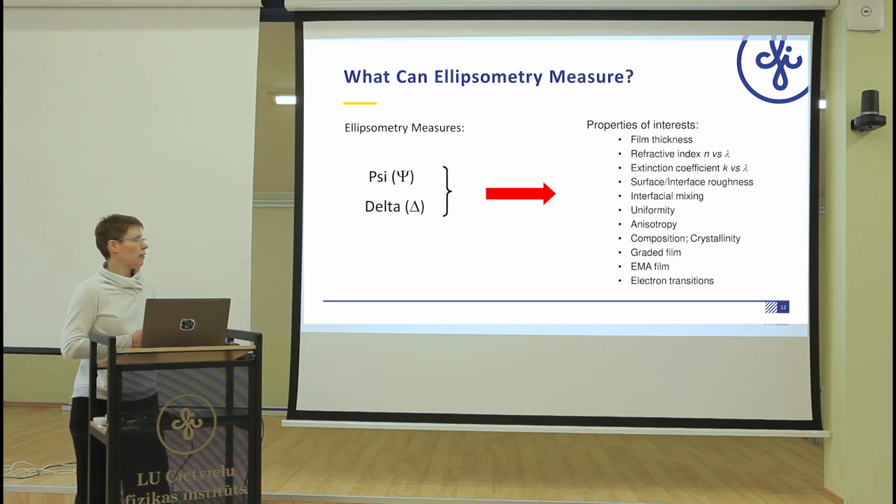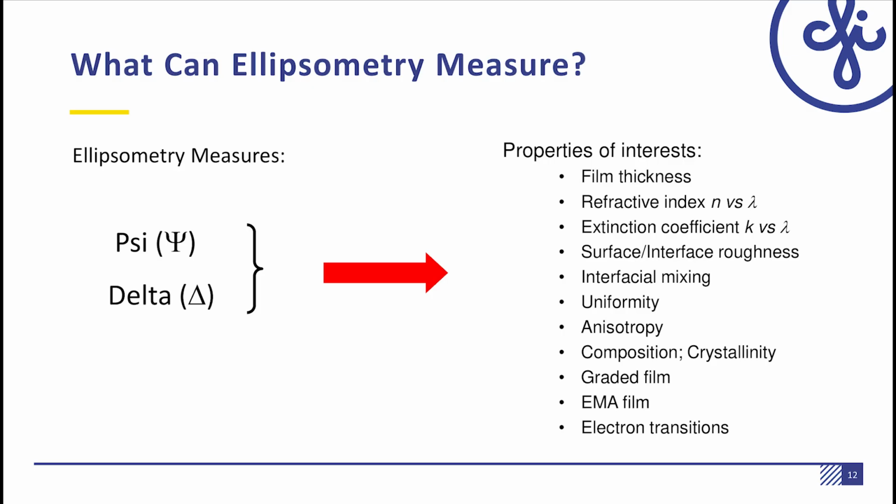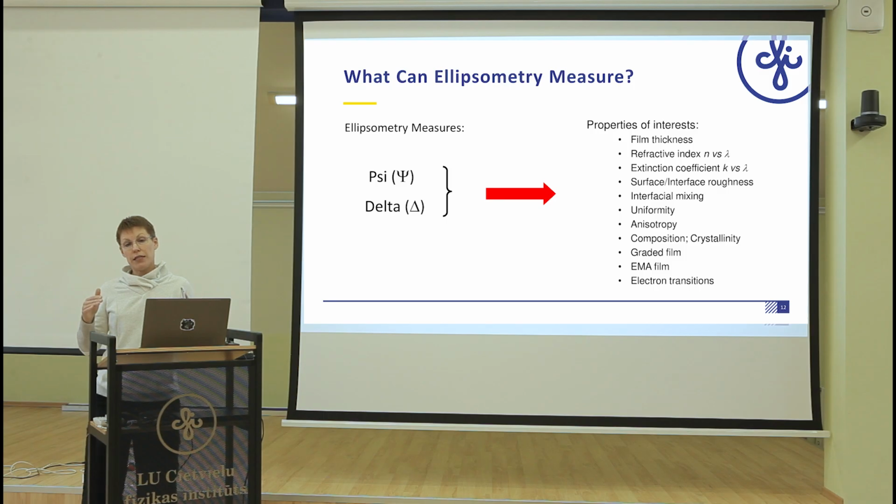Here you can see the overview of all parameters we can get out of ellipsometry. Film thickness in the case of thin films, due to light interference, complex refractive index as a function of wavelength or photon energy. We can get surface roughness, interfacial mixing, uniformity. We can do a scan of the thickness over the sample surface, and also obtain optical properties mapping, anisotropy, composition, crystallinity. We can also do graded films. That means we have a refractive index depth profile, so the refractive index is changing within the film.